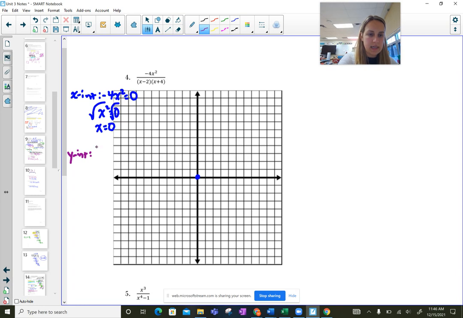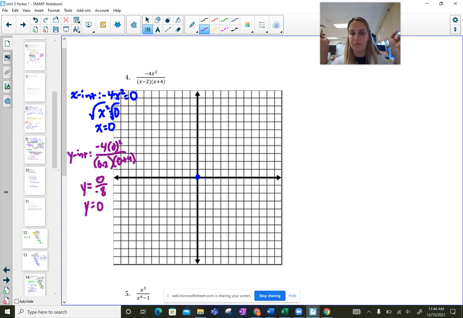So if I plugged in 0 for the x, I do get 0 on the top. -2 times +4 on the bottom is -8. So we do get y as 0. Yay! So (0, 0) is the x and the y-intercept. They end up being the same because it's the origin.